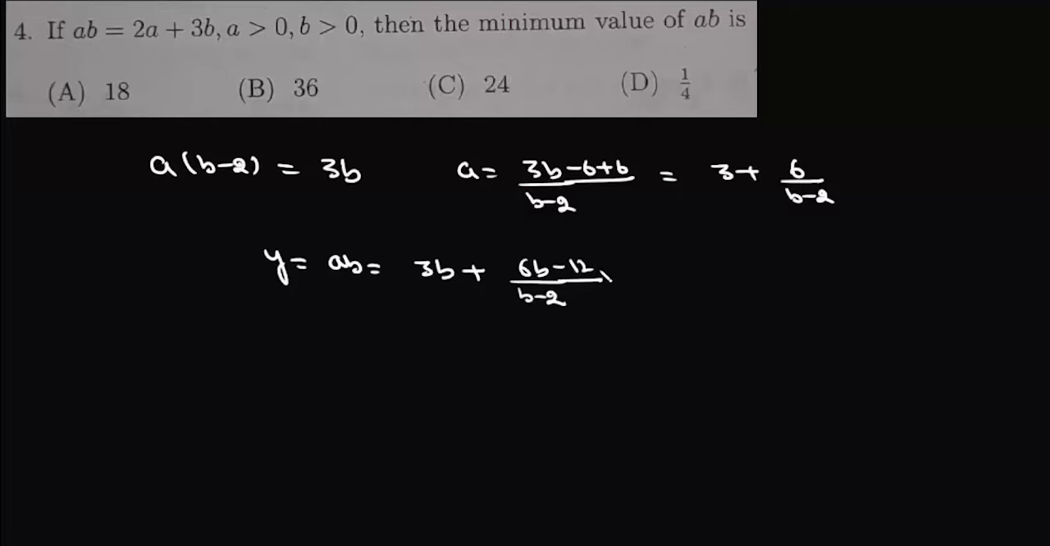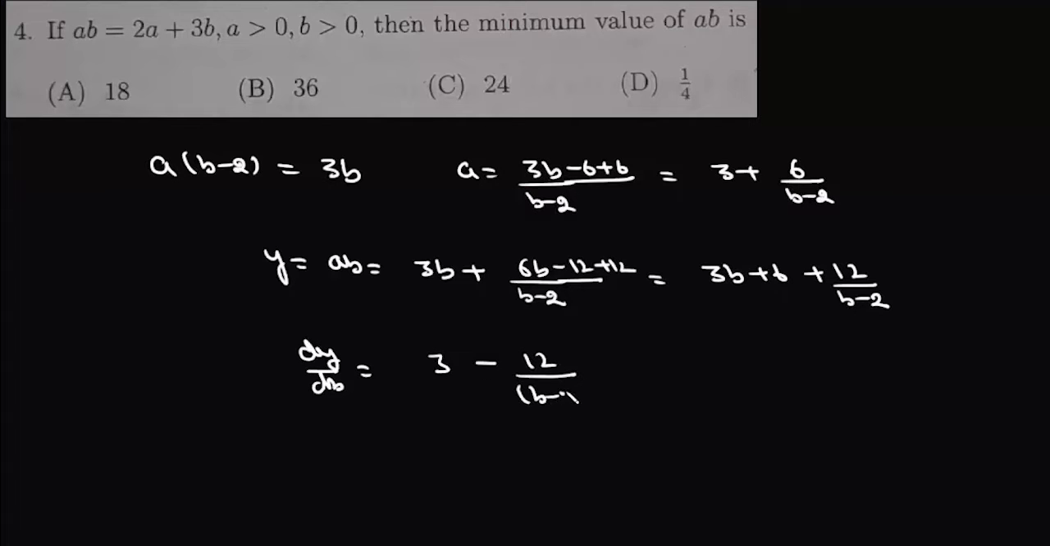b minus 2, and now here we add 12 and subtract 12. So we can write this as 3b plus 6 plus 12 upon b minus 2. Now if we differentiate this y with respect to b, we'll get dy by db, and it will be this 3 minus 12 upon (b minus 2) whole square, and if you put it equals to 0, we'll get (b minus 2) whole square equals 4. Then b is either 0 or b is 4. We'll discard b equals 0. So we'll consider b equals 4, as in the question it is given that b is greater than 0.